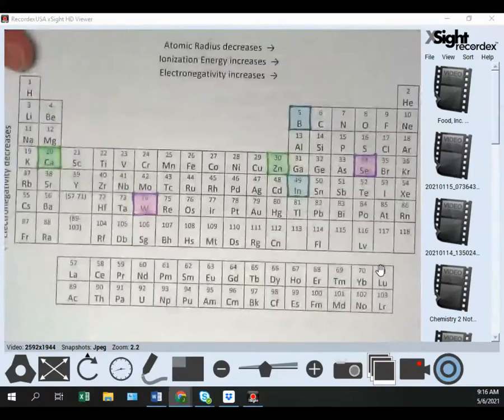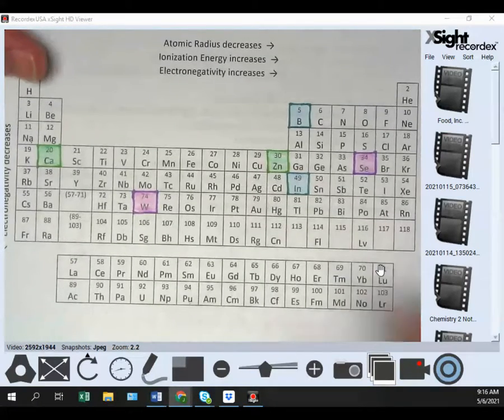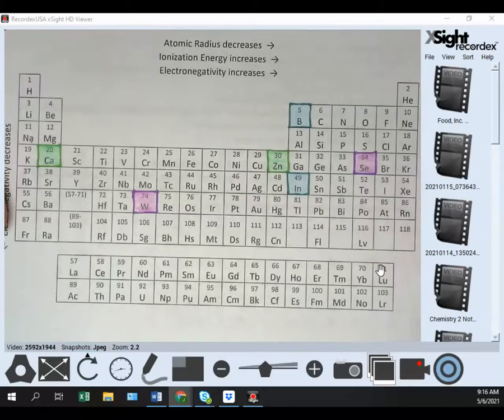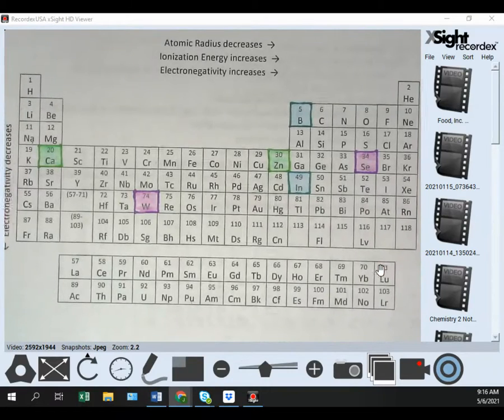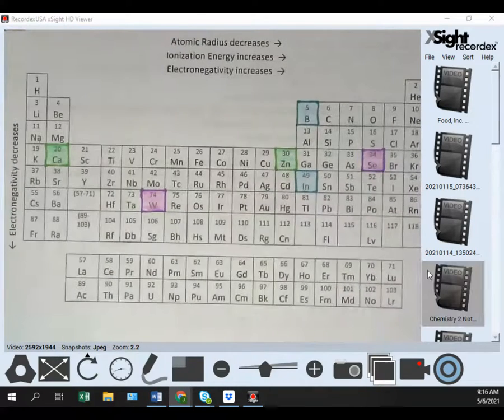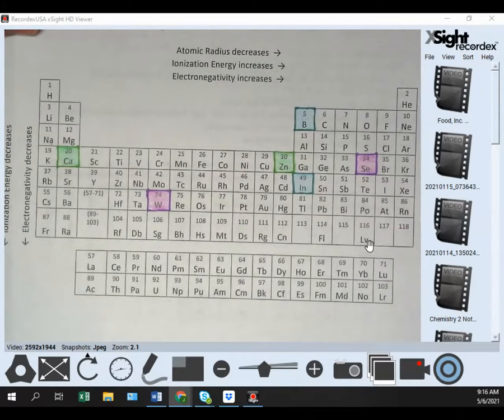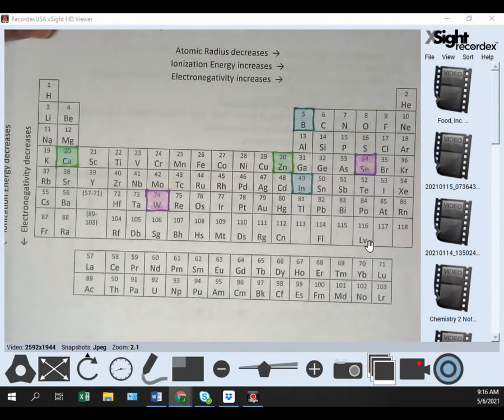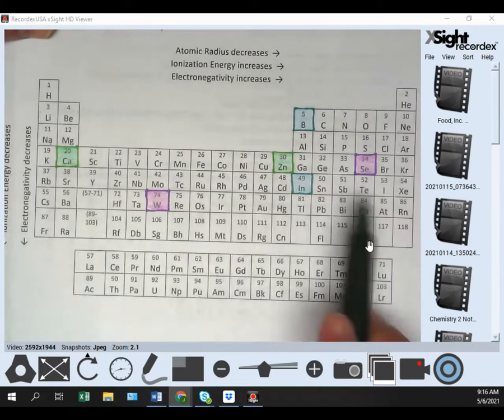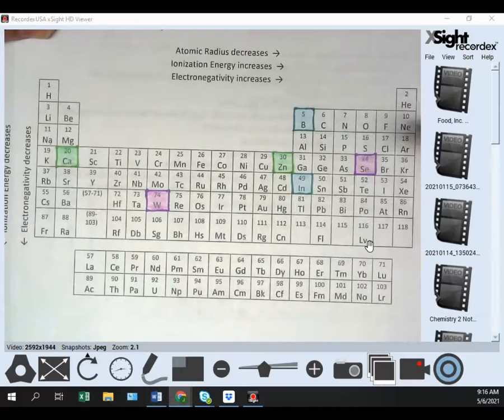Now, what if I asked you which one, W or Se, has the bigger electronegativity? Okay, so hold on. Let me zoom out a little bit. You need to see both electronegativity. There we go. Now they're not in the same row or the same column, right?